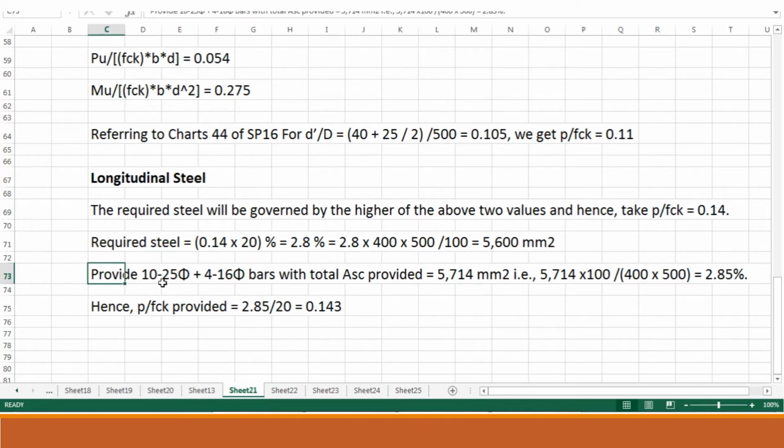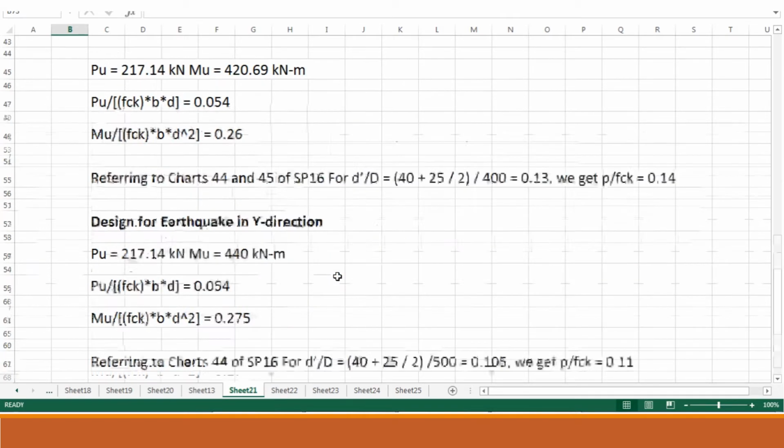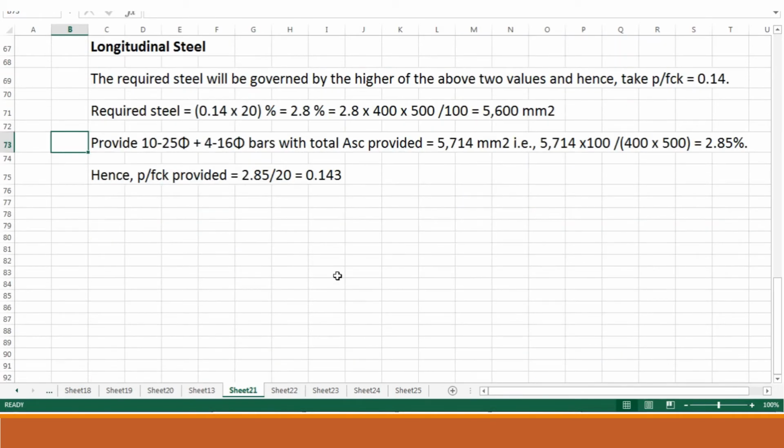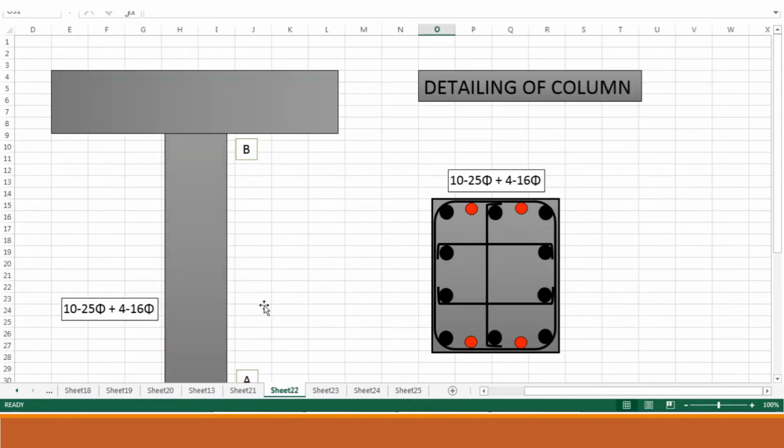Now we provide 10 bars of 25 mm and 4 bars of 16 mm, with the total ASC provided being 5714 mm square. That would be 2.85%. Hence what we are providing, P by FCK, is 2.85 divided by 20, that's 0.143, which is greater than what is required. So once we have done this, next we are going to detail the column.